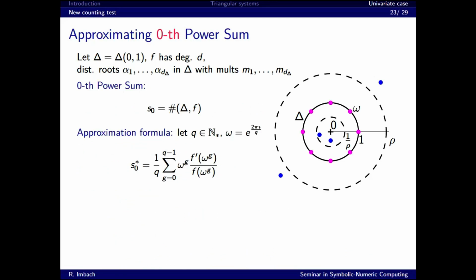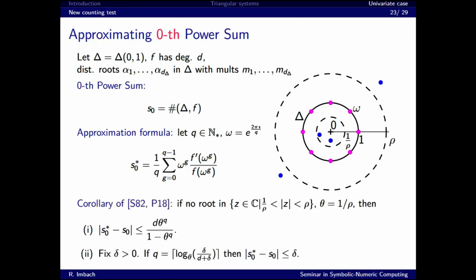Okay, so for an integer q, we define this number S0 star that involves the evaluations of the polynomial and its derivative at the q-th roots of unity that are drawn here for q equals 8.